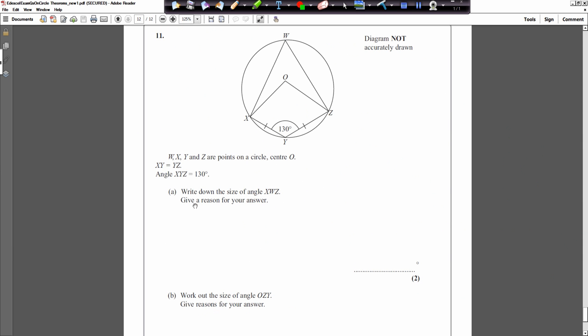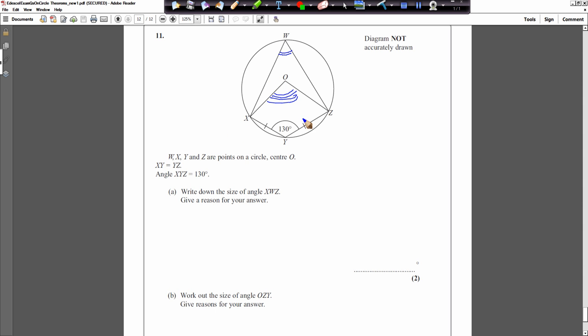Okay. So write down the size of angle XWZ. So XWZ, where's that? XWZ, which is here. We know that this angle is half of, what is it going to be? Half of that angle. Why is that? Because the angle which an arc subtends at the center is twice that at the circumference. So that's how these two are related. So this one here is double that one.